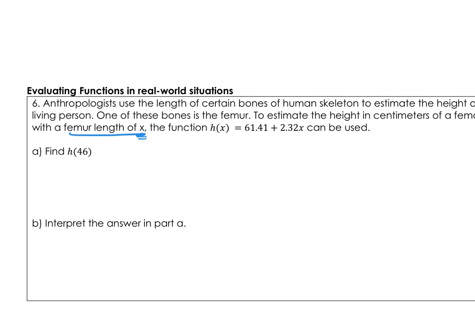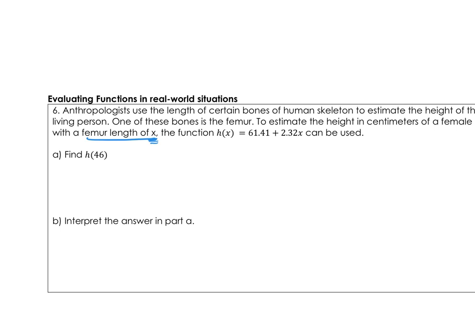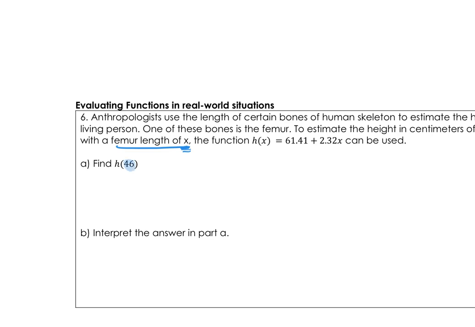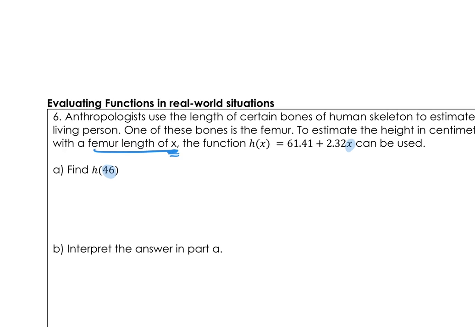Part A just says find h of 46. So they gave us a scenario, but essentially part A is exactly what we did on the last one, because they gave us a function and they're asking us to find h of 46. So by giving us this 46, they're giving us a value for x, and we're going to take this 46 and plug it in for the function that they gave us in the little story problem. So we're going to plug it in right there. So this would be 61.41 plus 2.32 times the 46.